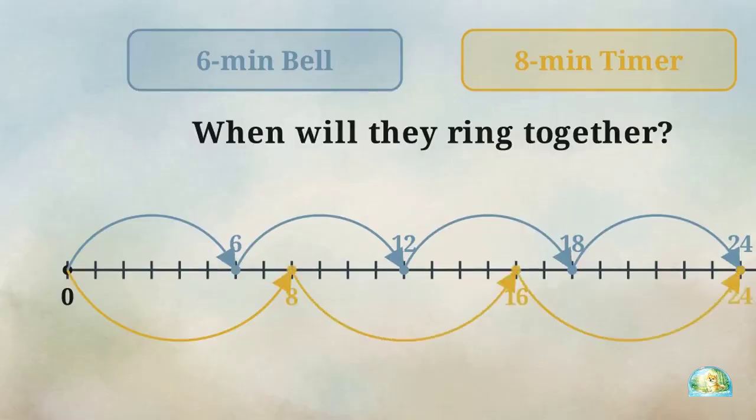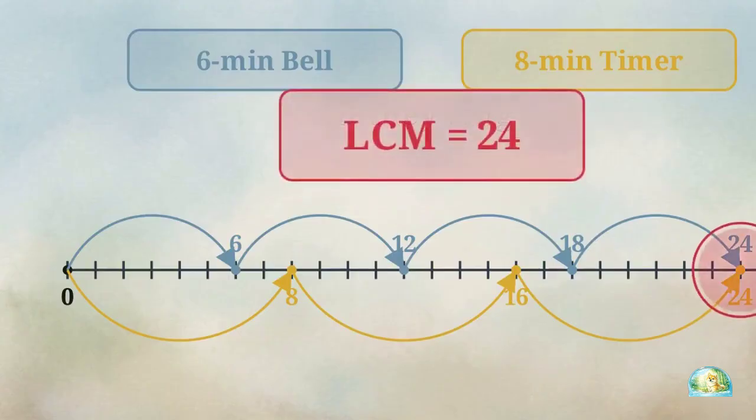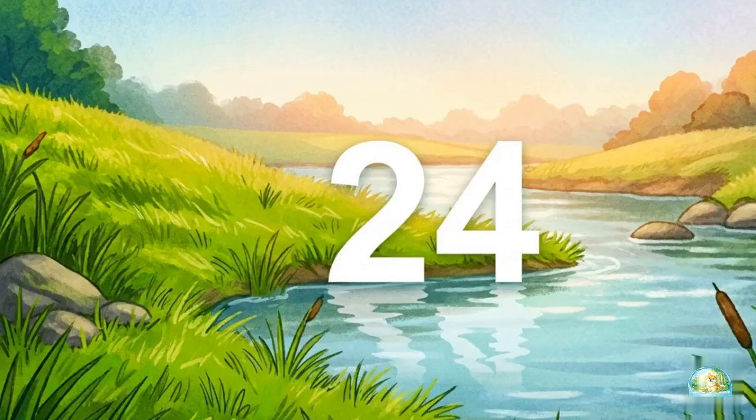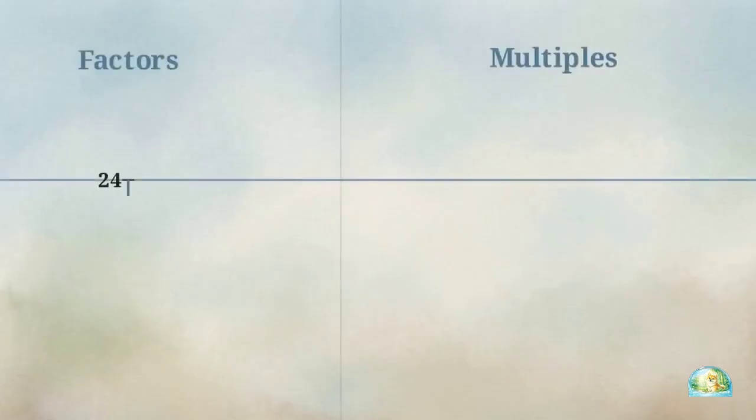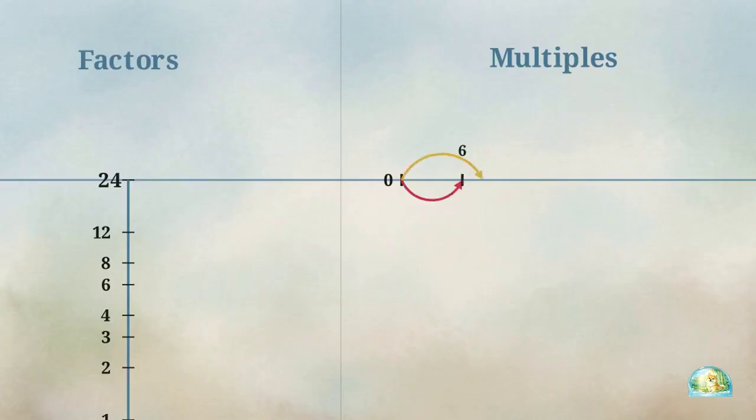We are looking for the very first ripple where these two different paths land on the exact same spot. That happens at the 24-minute mark. The two timers will ring together again in 24 minutes. While factors look backward at what a number is made of, the least common multiple looks forward to find where two repeating patterns finally align.